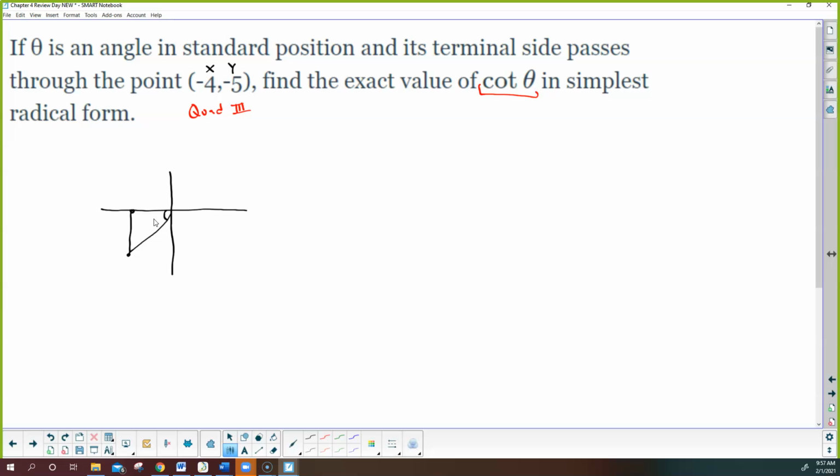So here's your angle theta. We know x is negative 4 because I went 4 to the left and down 5. And then I've got to find cotangent. So what am I thinking about cotangent? Well, cotangent is the reciprocal of tangent. And if tangent was SOHCAHTOA, O over A, then cotangent is A over O. It's just the reciprocal. Now notice, I have everything that I need here.